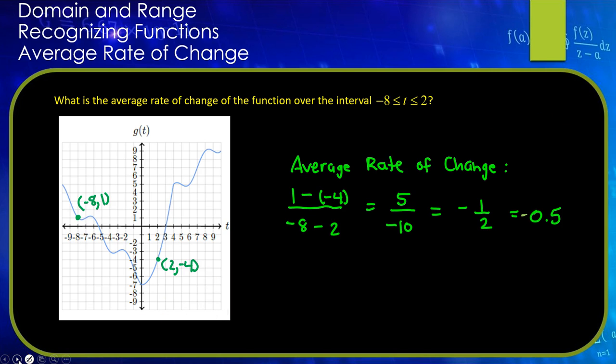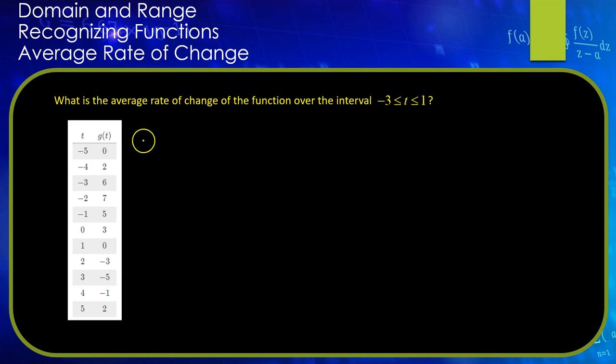So now let's look at using some tables for this. What's the average rate of change of the function over the interval negative 3 and 1 for this function g of t? You have this table here, so use the table and come up with your average rate of change, and then we'll go over it. It's nothing different than what we did with the graph, except the table just outright gives you the values you need. I'm looking for the g values to go along with negative 3 and 1, so obviously I'm looking at these 2 ordered pairs here. I have one ordered pair, negative 3, 6, and the other ordered pair, 1, 0.